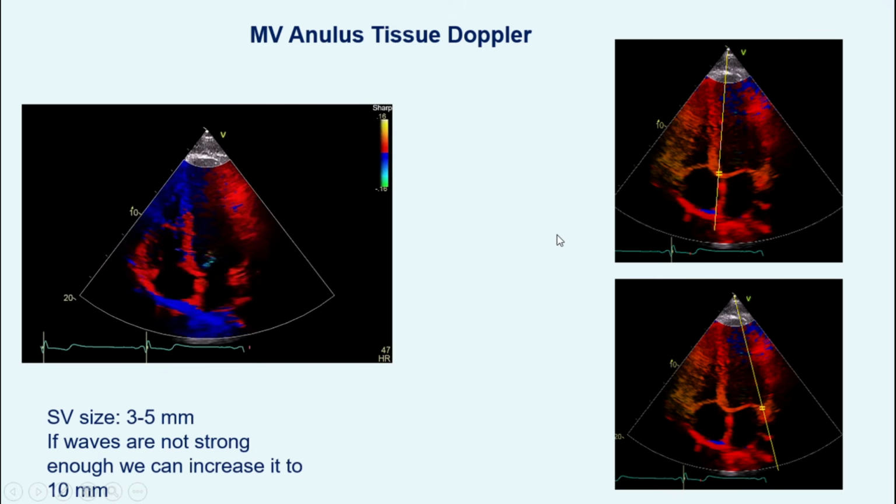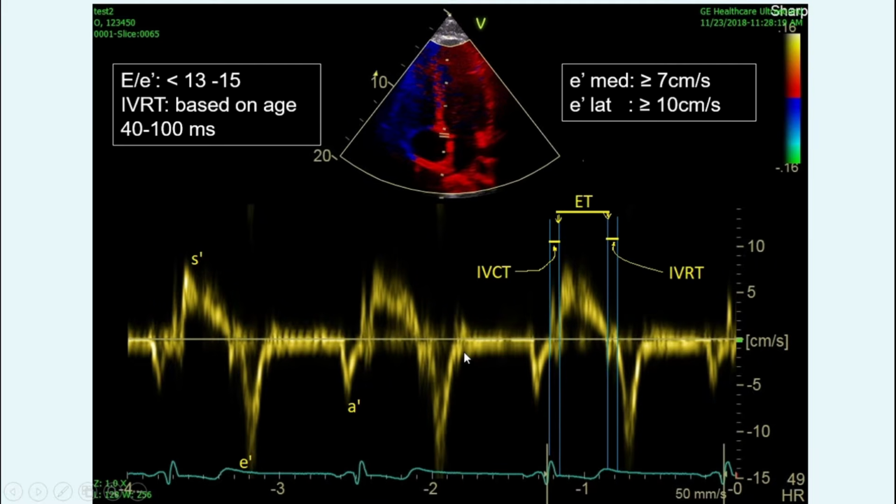For mitral valve annulus tissue Doppler, after we get the four-chamber view and select tissue Doppler or TDI, we put sample volume one in the medial annulus at the cross of the heart, and next time we put it at the lateral annulus of the mitral valve. Sample volume size should be around 3 to 5 millimeters. In those cases where we don't have a strong Doppler, we can increase it up to 10 millimeters.